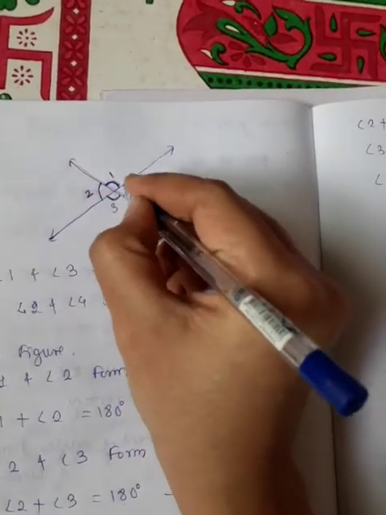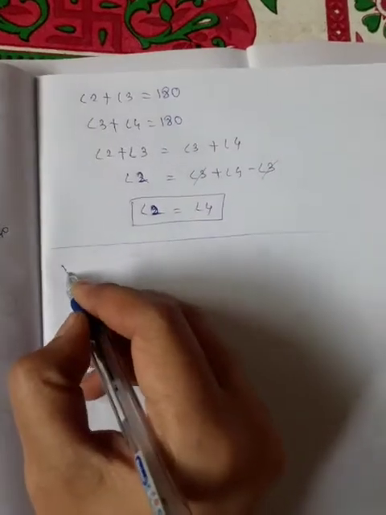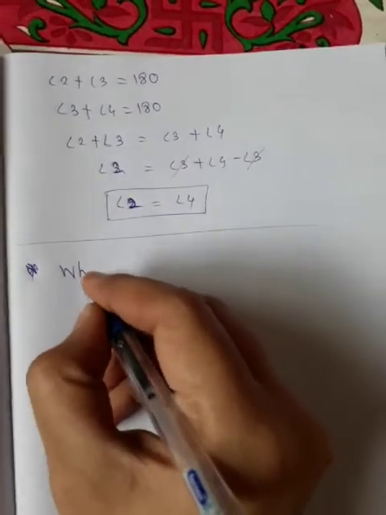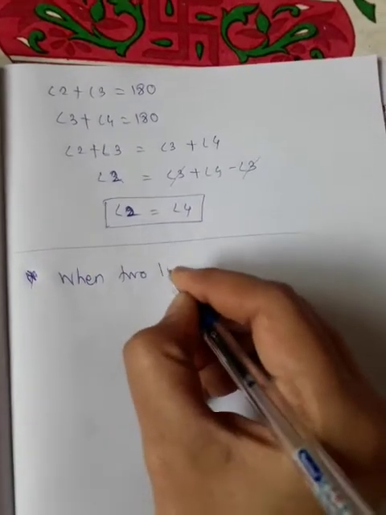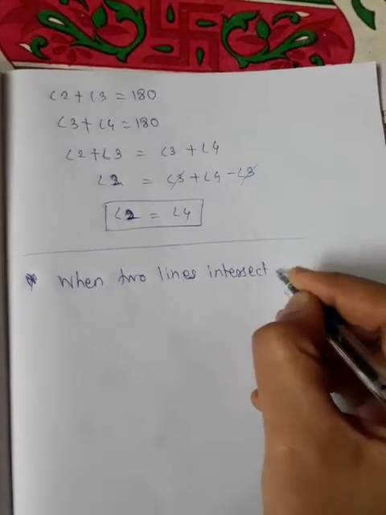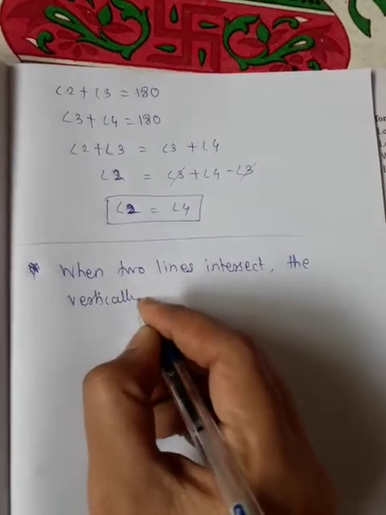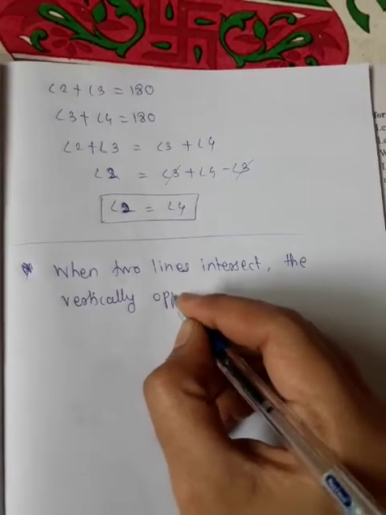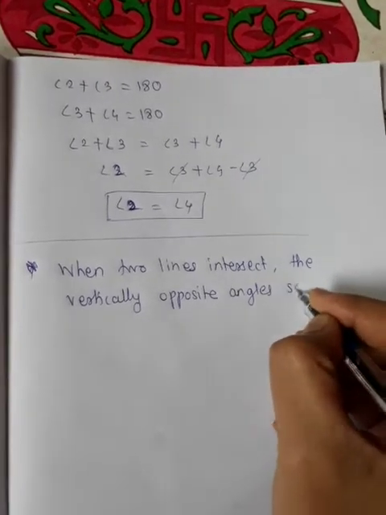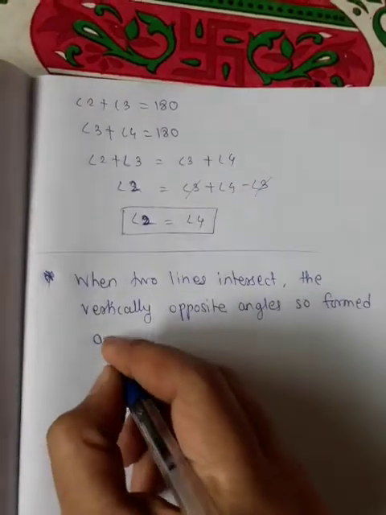So by this discussion we get a very important property about vertically opposite angles: when two lines intersect, the vertically opposite angles so formed are equal.